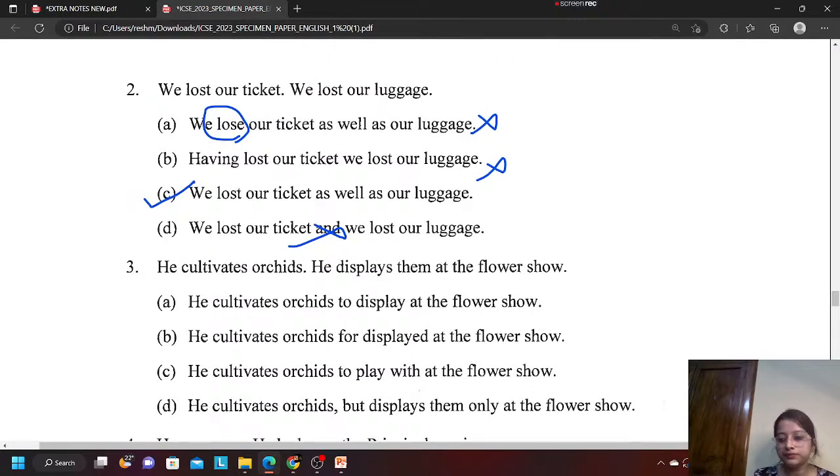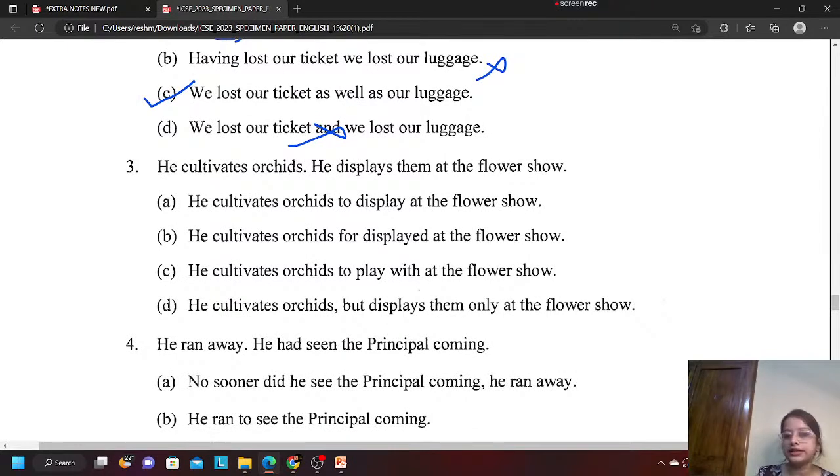Alright. Next, third one. He cultivates orchids. He displays them at a flower show. A, B, C, D. Check the options and tell me. So, all of you are saying 3A. He cultivates orchids to display at the flower show. Correct. Is there any other better option? He cultivates orchids for display. This is incorrect. Sentence construction. Cultivates orchids to play with the flower show. What, this is nonsense. He cultivates orchids but displays them. Achha, if you cultivate then you can display, right? This is not opposite, so this also is cancelled.